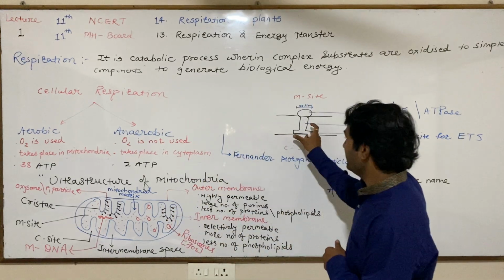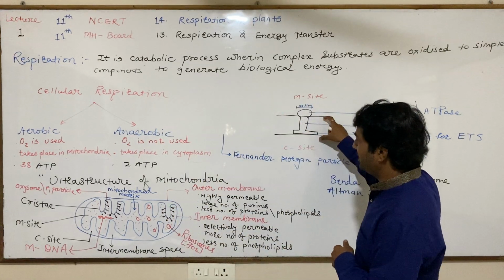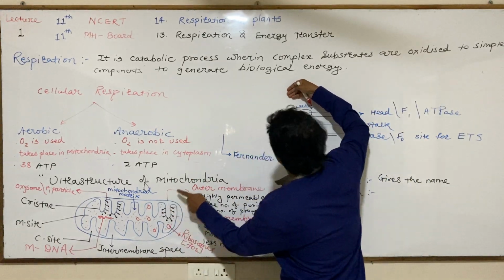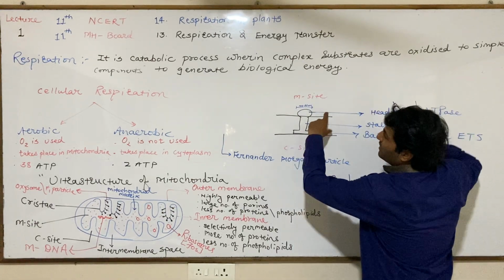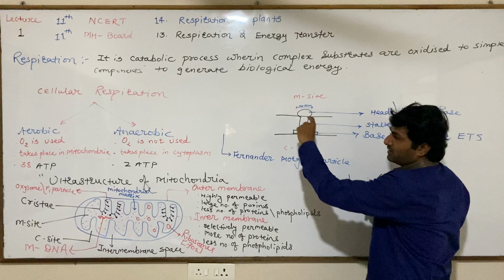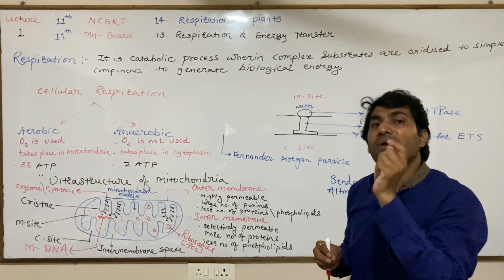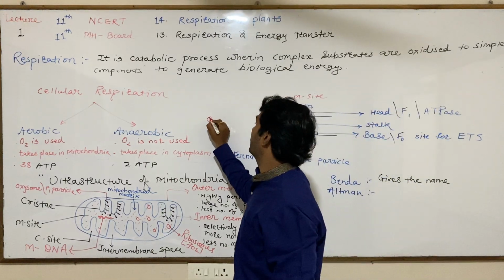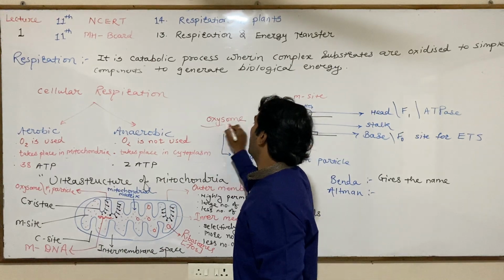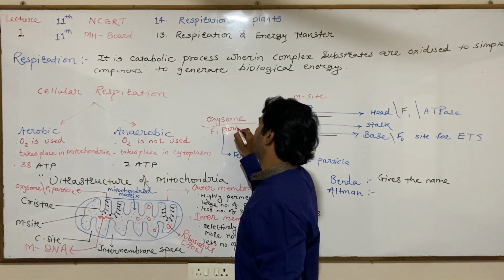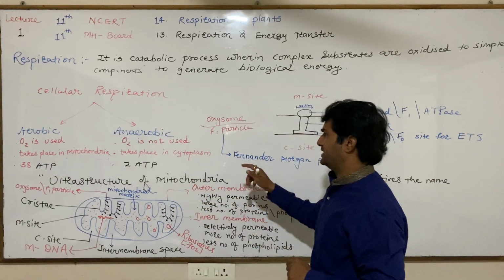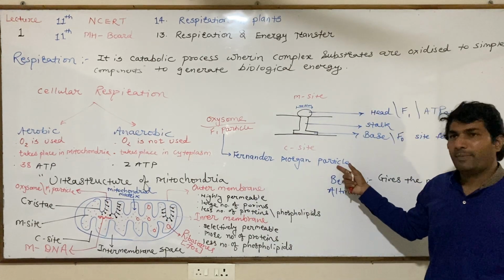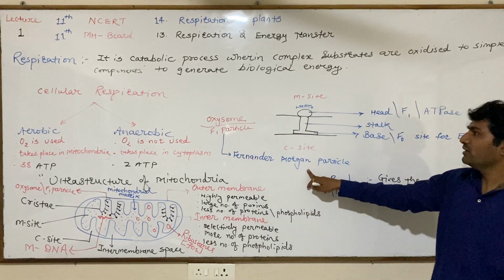if I magnify some part of the inner membrane here, the inside part is called M site, while the outside part is called C site. On the M side, in the inner membrane, a specialized protein is embedded. That specialized protein is called oxysome or F1 particle or F1 F0 particle. The F is from the name of the scientist Fernandez-Moran. F1 particle, that is Fernandez-Moran particle.